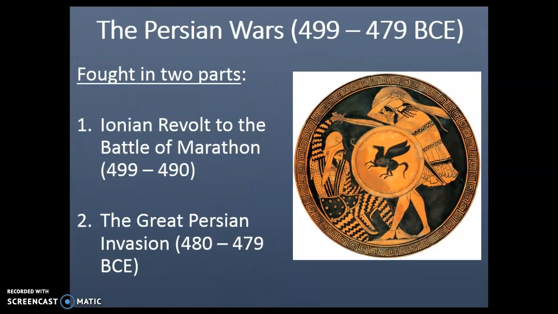So first, we're at the Persian Wars. This is a turning point for the Greeks, and very, very important, really a turning point in Western history. It's fought in two parts. So when I talk about the Persian Wars, there's two different parts. There's the Ionian Revolt to the Battle of Marathon, which mostly involves only Athens, and then you have the Great Persian Invasion from 480 to 479 BCE, which includes more of the Greek city-states. You can see it's about a 20-year conflict. There's clearly a 10-year gap in between the two parts of the war, but they are both the Greco-Persian Wars, both between the Greeks and the Persians.